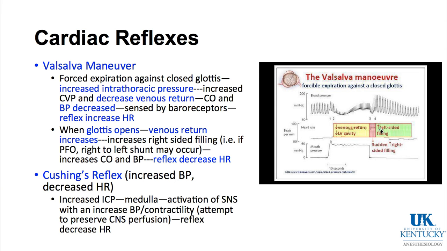Sympathetic nervous system kicks in, blood pressure goes up, contractility goes up in an attempt to preserve central nervous system perfusion. And you get a reflex decrease in heart rate. So Cushing's reflex is hypertension, bradycardia, usually with increased intracranial pressure being the cause. And the third portion of the Cushing's reflex is some respiratory pattern changes.